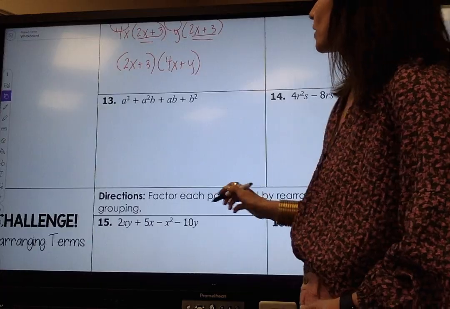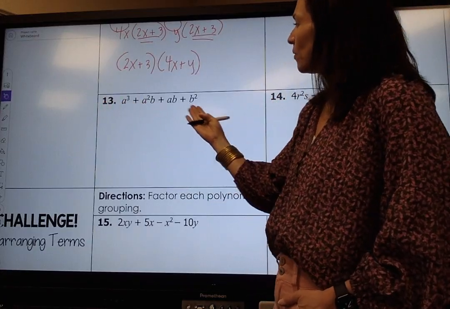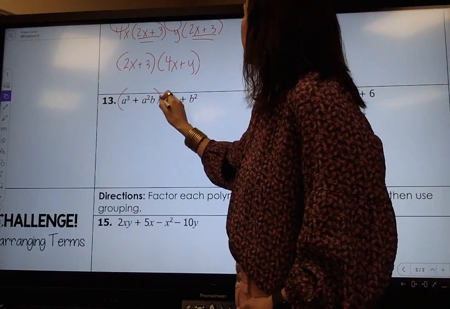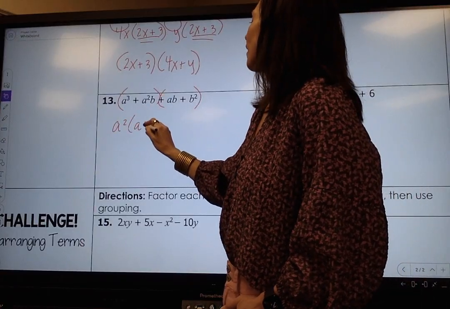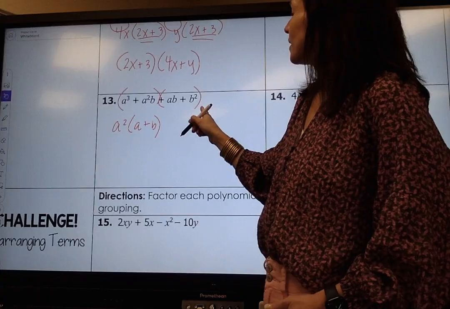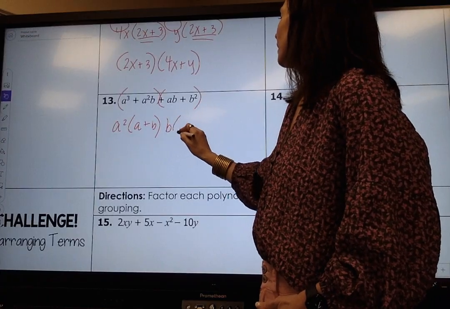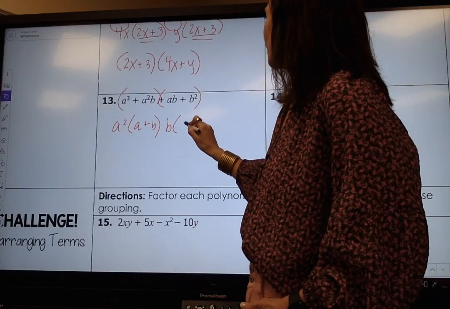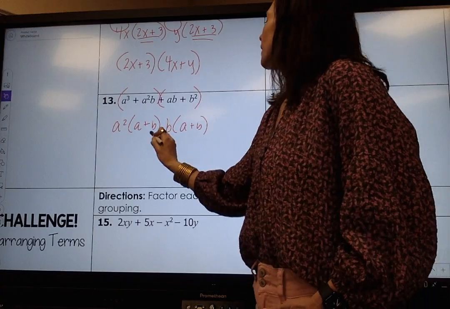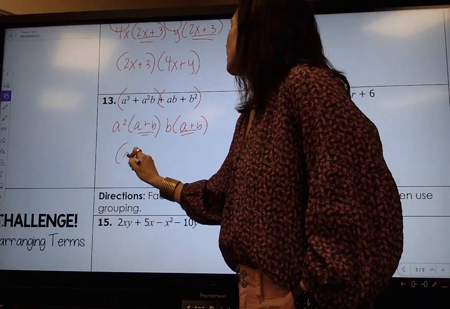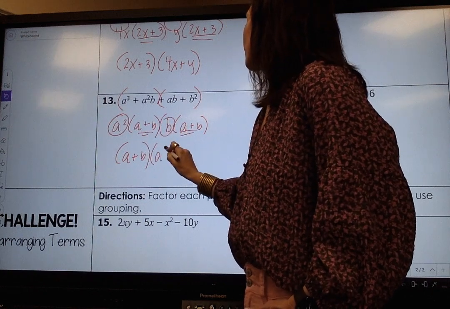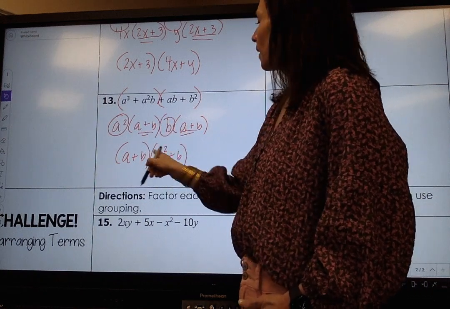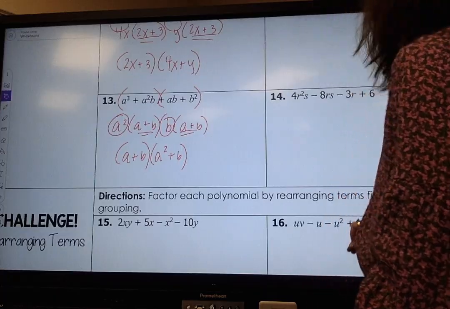Okay, let's look at number 13. They're in descending order by degree, so that's great. So take out my GCF a squared. I have an a plus b. Take out b, and I have an a plus b. These guys match, which is fantastic. And then I bring together a squared and positive b. And of course, I can check my answer.